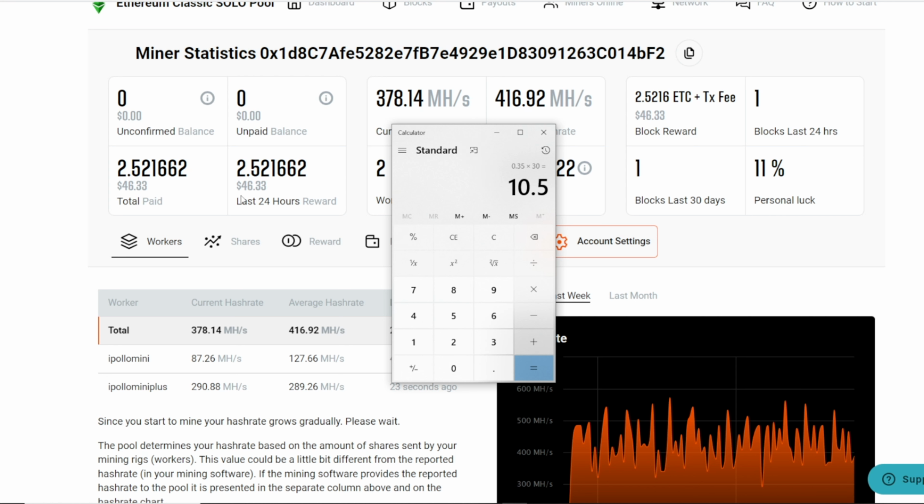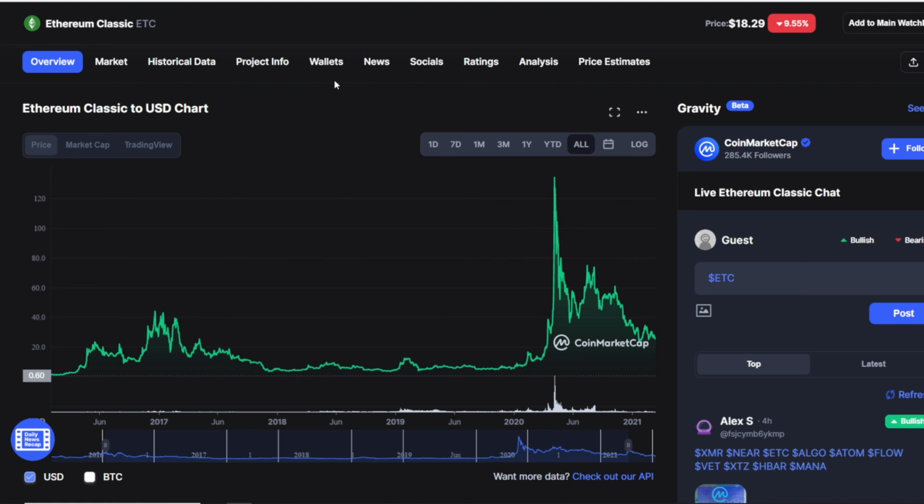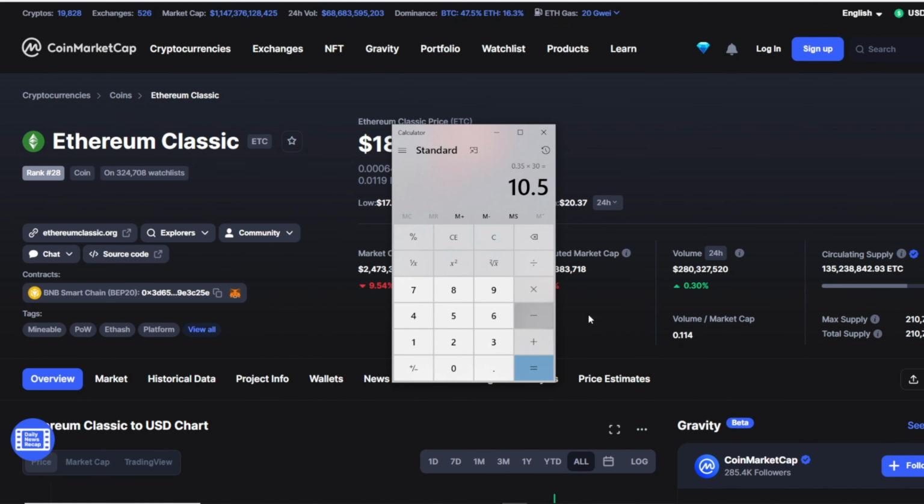Pool mining, not solo mining, because with solo mining I have no idea, since the luck factor is a big factor in determining how much Ethereum Classic you'll find in terms of blocks. So this is a figure on just pool mining. So 10.5 Ethereum Classic as of right now. What's the price of Ethereum Classic right now? That would be 10.5 Ethereum Classic times, let's just say, $18. 10.5 times 18 would be about $189.